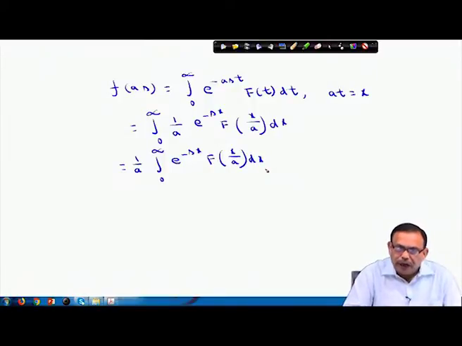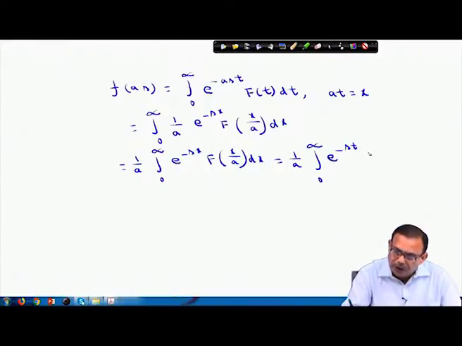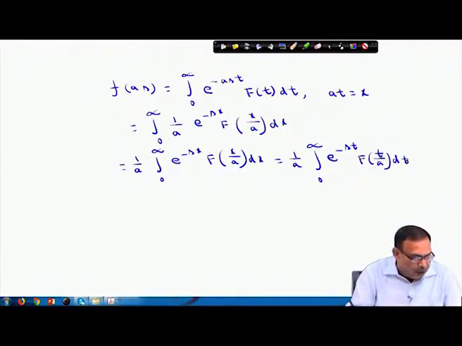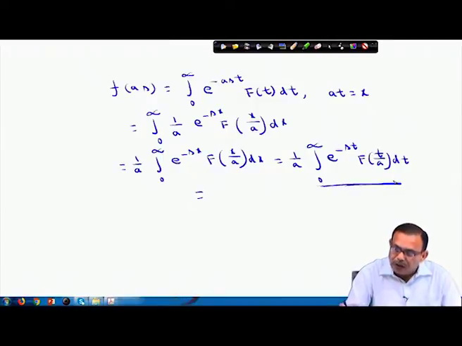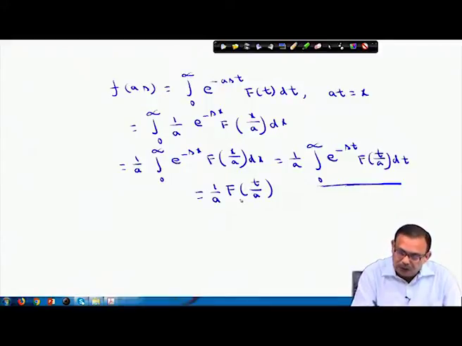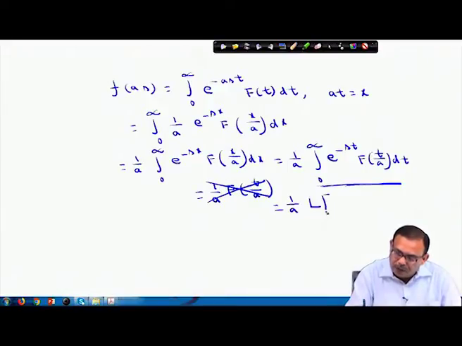So, this again x can be replaced by t, that is 1 by a, integral 0 to infinity e power minus s t into f of t by a dt we can write down, and this integral is nothing but the Laplace transform of the function f of t by a. So, this will be equal to 1 by a into Laplace transform of f of t by a.